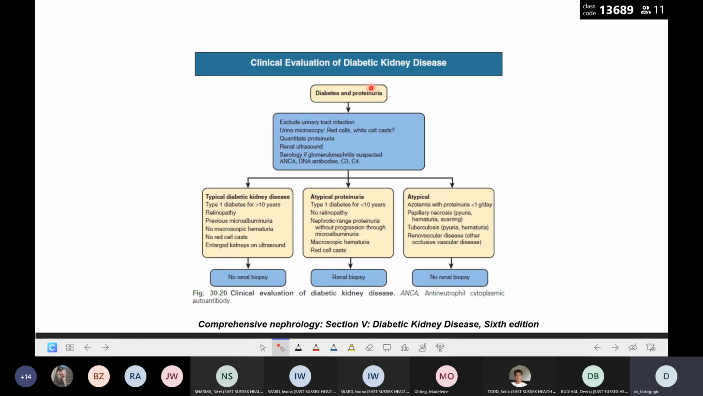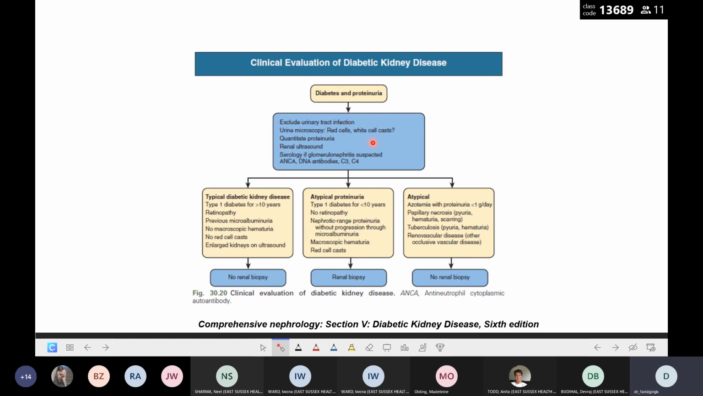So in summary, you have a patient with diabetes and proteinuria. Okay, this is the presentation. So first exclude urinary tract infection. This is important because urinary tract infection or UTI can cause false proteinuria. Why? Because of the red cells, pus cells and white cells. This can give a false positive test for the protein.